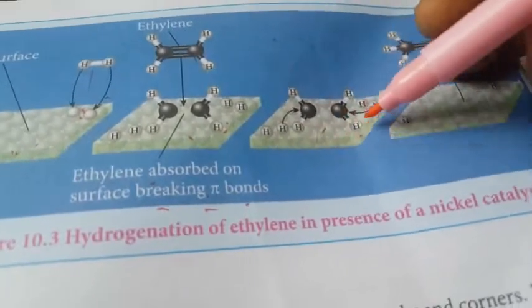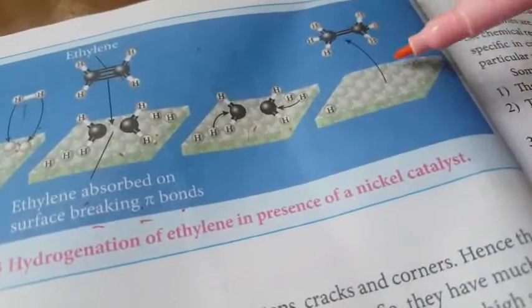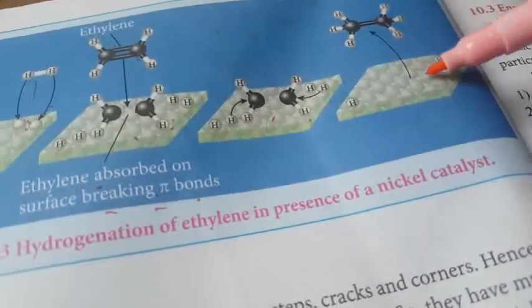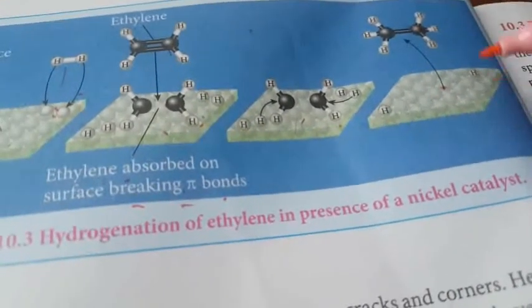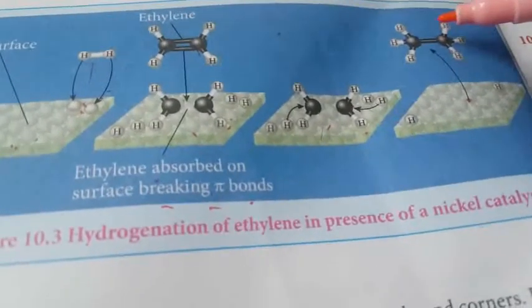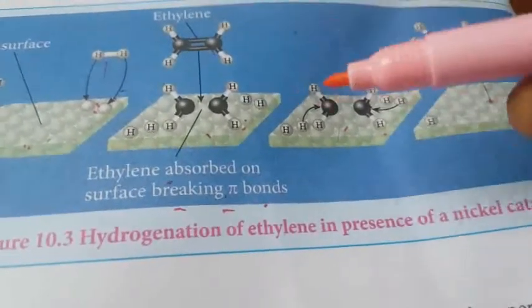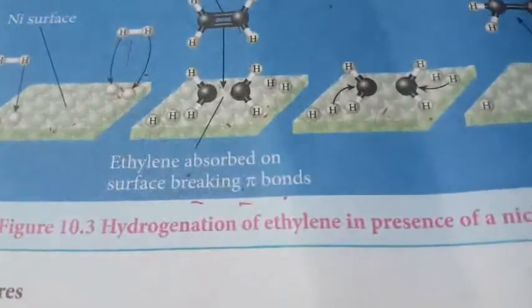That is the ethane activated complex on the nickel surface. Here again the ethane will be regenerated, and the nickel catalyst will be regenerated. This is the ethane. This is also an example, and this is the diagram of the adsorption theory.